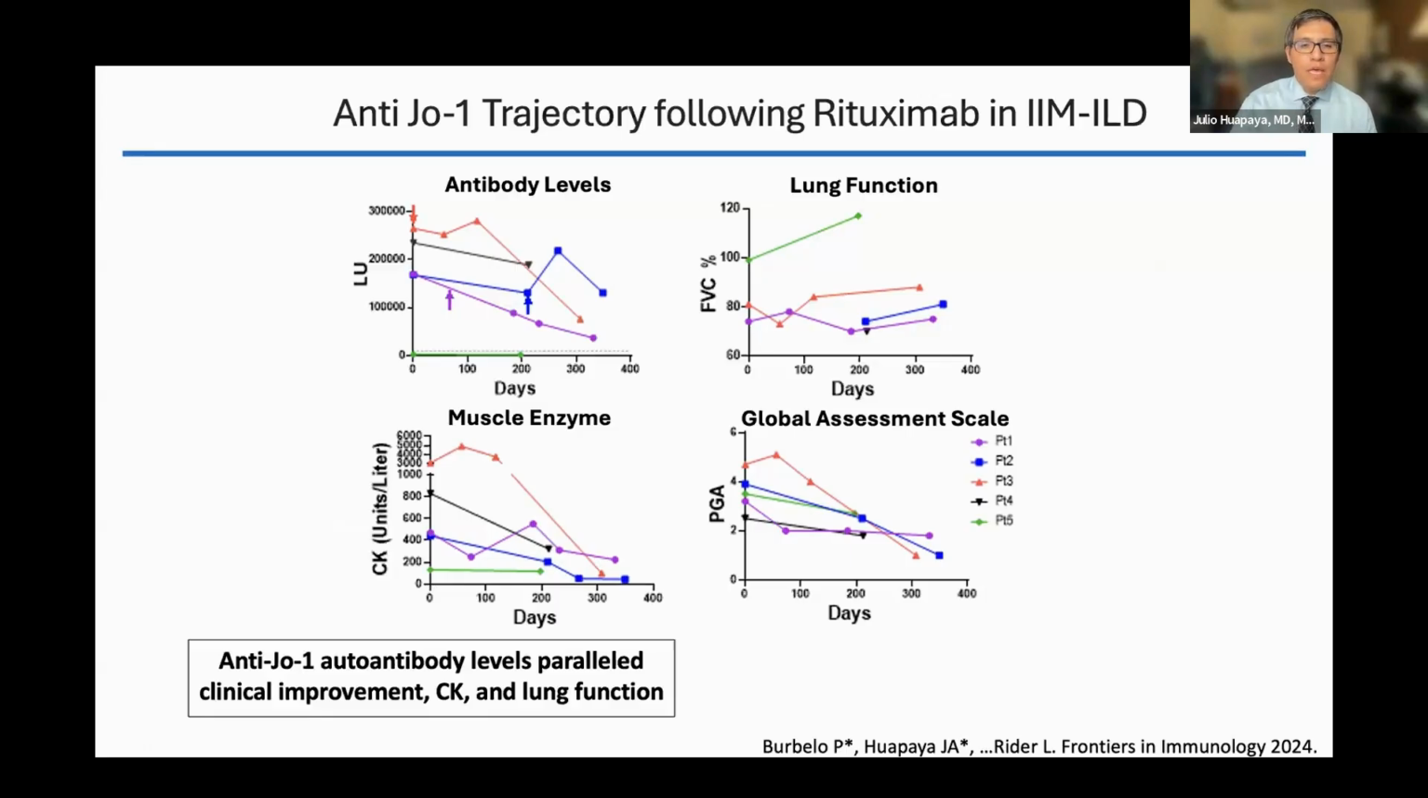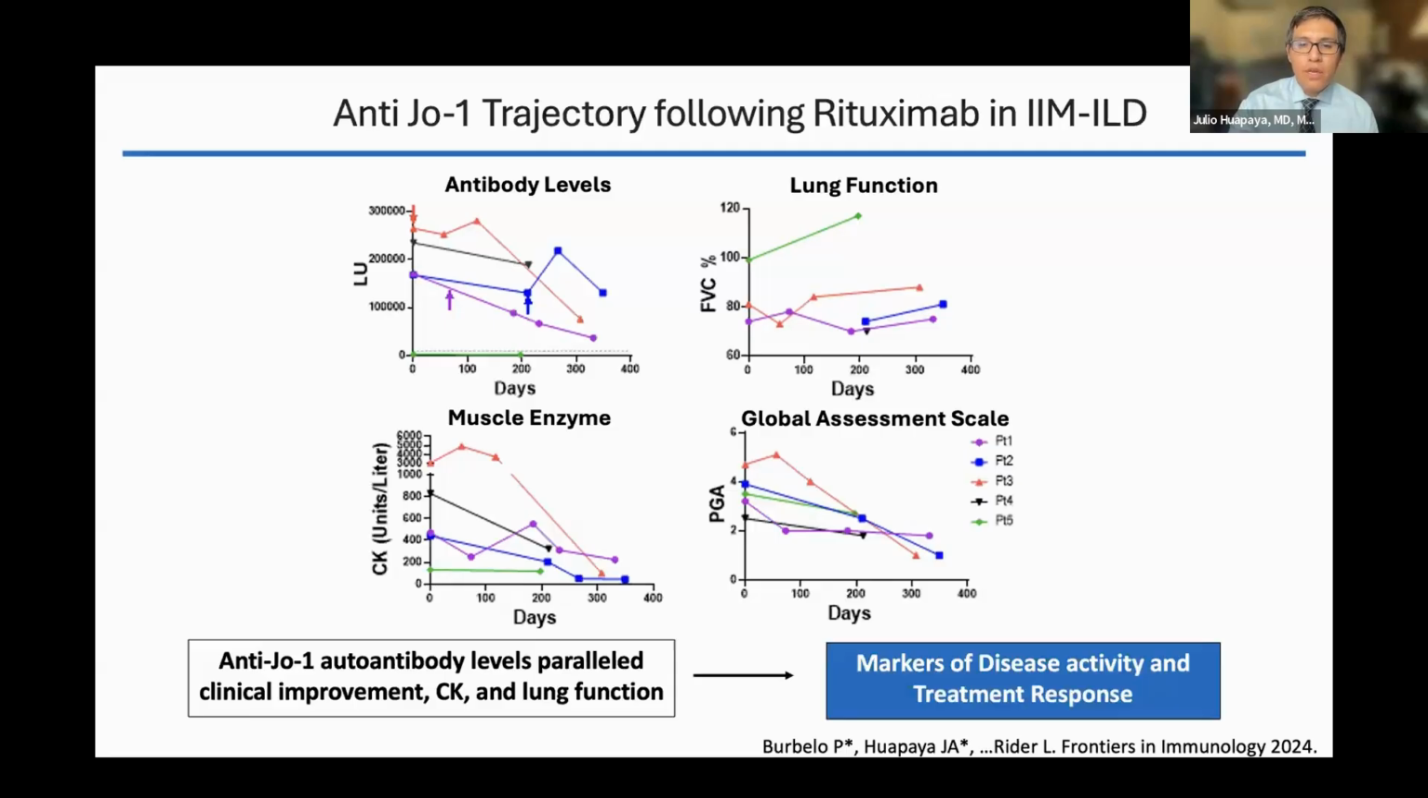On the lower left, we have CK, which is one of the enzymes of muscle damage. And you see that it's also trending down. And finally, a global assessment scale that it's also trending down. So you can see how these levels of autoantibodies parallel the clinical improvement and improvement in the muscles and the lung function, which made us think, can we really use antibodies as markers of disease activity and treatment response?